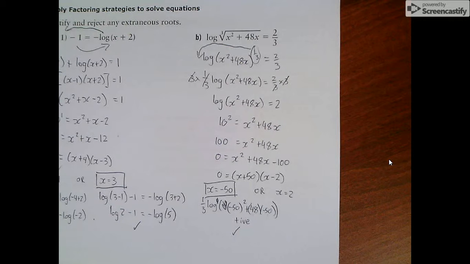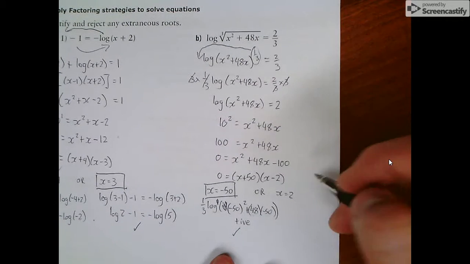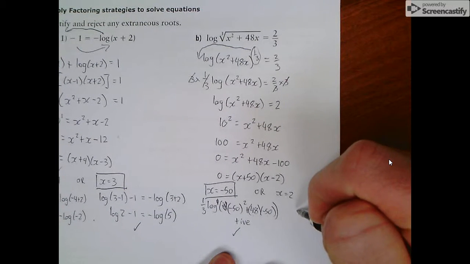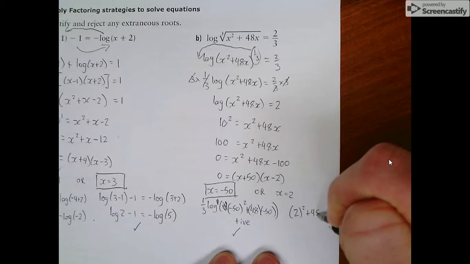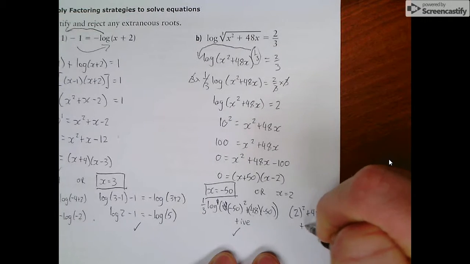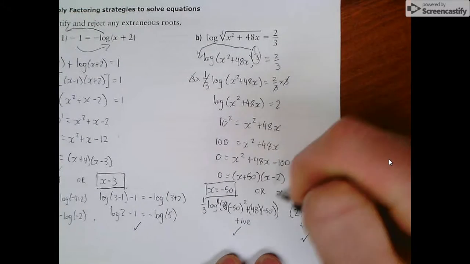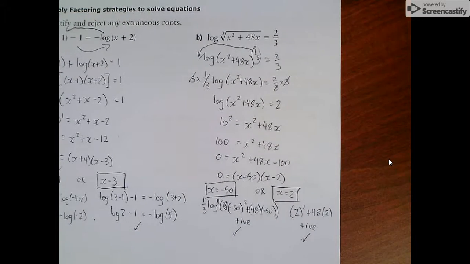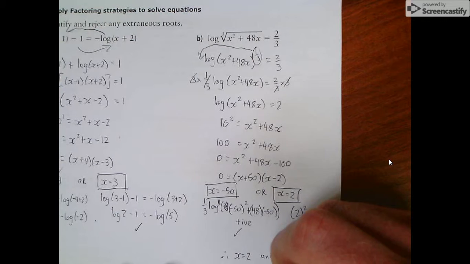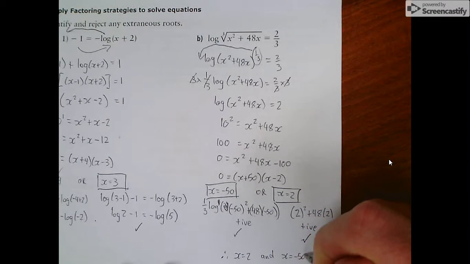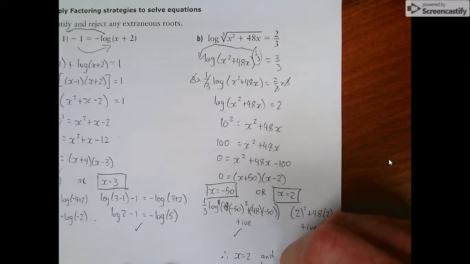And we'll try it again with x is equal to 2. I'll just do this one real quick. Look at the x squared plus 48x by subbing in x equals 2 to get 2 squared plus 48 times 2 is very clearly positive. So both of these are valid answers. So we will keep both. So we have no extraneous roots, and we can say, therefore, x equals 2 and x equals negative 50 are the roots.